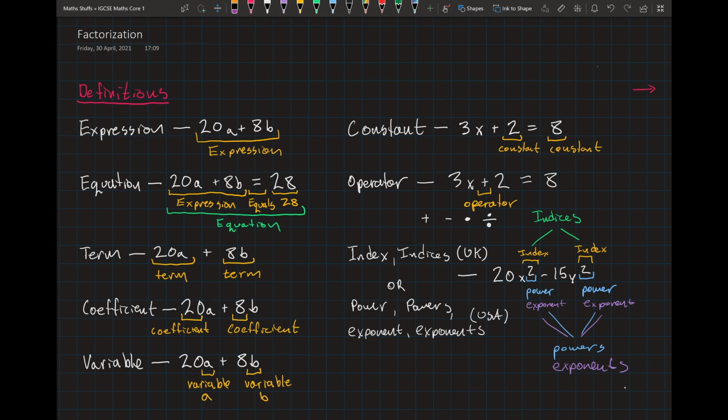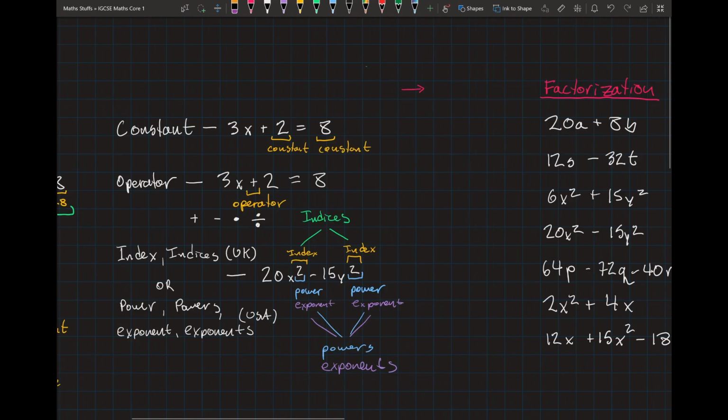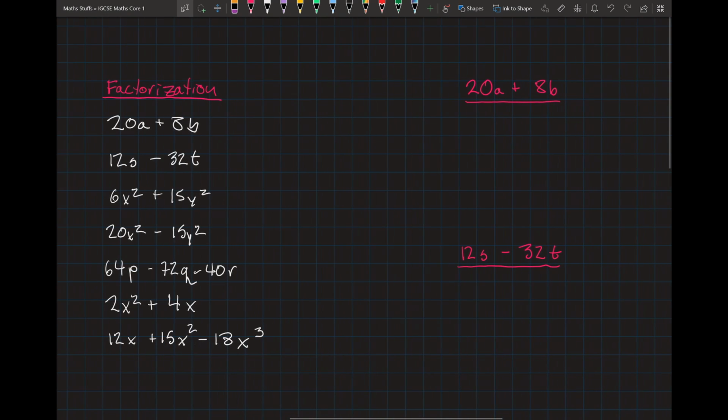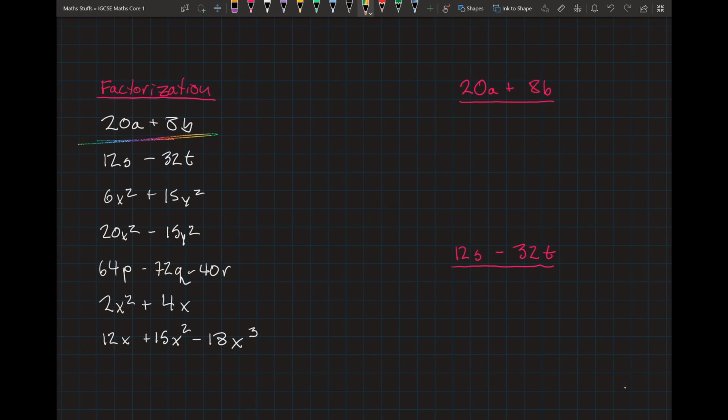All right, so let's do some practice problems. We're actually going to start with 20a plus 8b. So the idea, actually these are all the problems we're going to do here. We're going to start with this one first. The idea with factorization is it's like we want to pull something out of the equation.